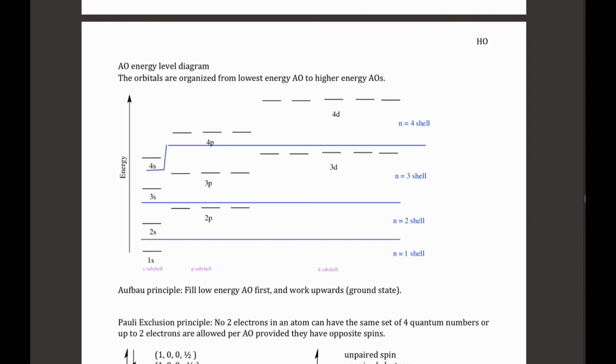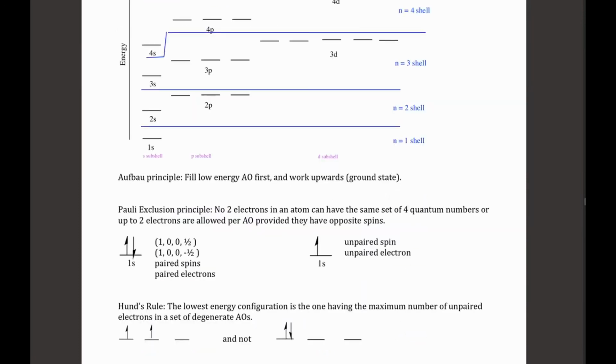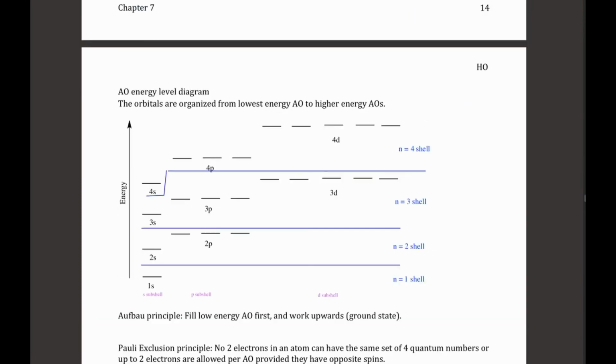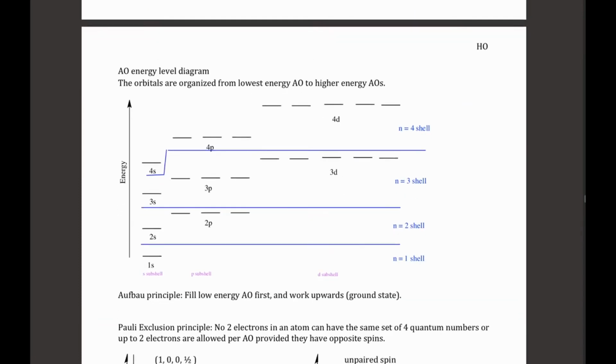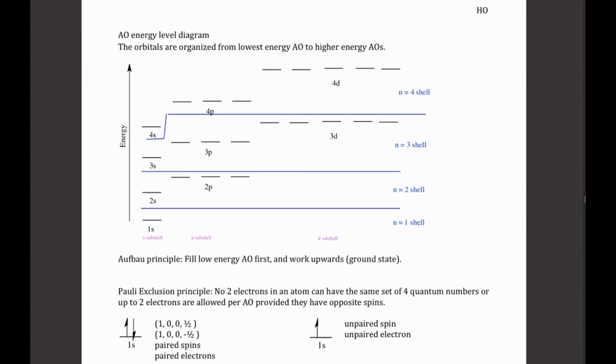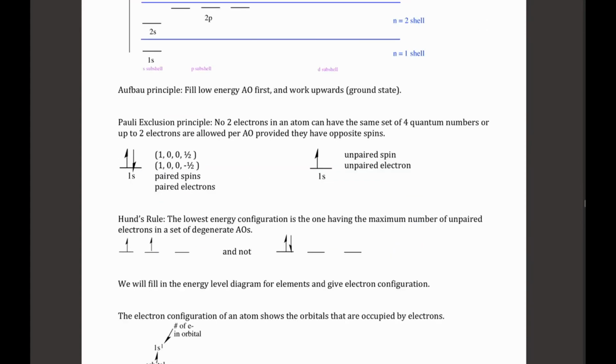We have something called the Aufbau principle, the build-up principle, and that states that when we have an atom and we're wondering where all of its electrons are within the atom, what atomic orbitals they are in, we fill from lowest energy and work upwards.